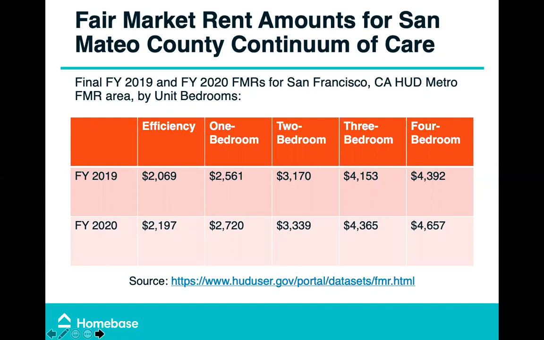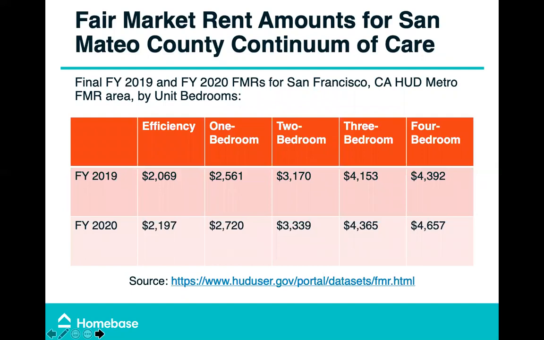HUD's website provides FMRs for a number of years. To make sure you're looking at the right FMR for your project, you'll want to know what your project's start and end date is. For example, if your project has a start date of September 1, 2019, then you should use the 2019 FMR numbers until the end of that project, which would be August 31st, 2020.